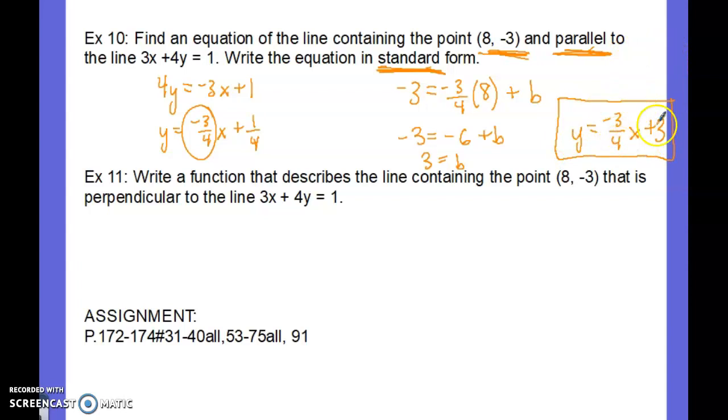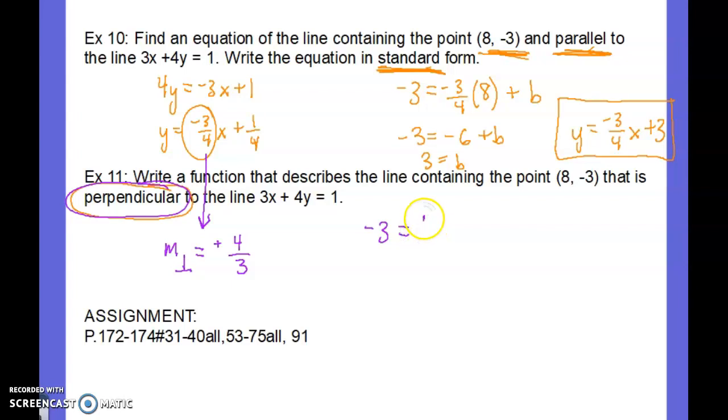What you would do is multiply everything by 4 and then add 3x to the left side. Or there's another way of doing it. If you notice that this problem is the exact same, except they change parallel to perpendicular. So if this slope was -3/4, notice that everything's the same. The slope of the perpendicular line will be the opposite, so positive 4/3. So you would do everything the same way, except change the slope to be 4/3 times 8 plus b. Well, 8 times 4 is 32/3.